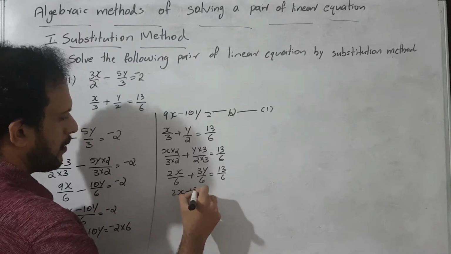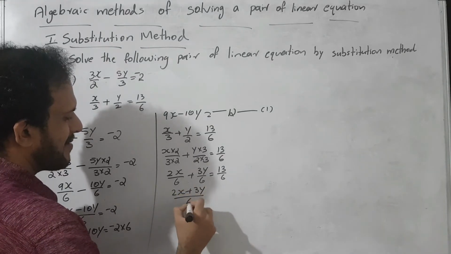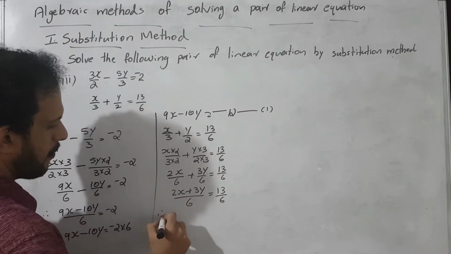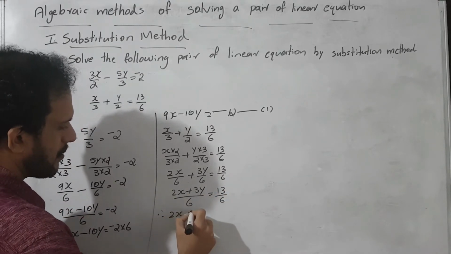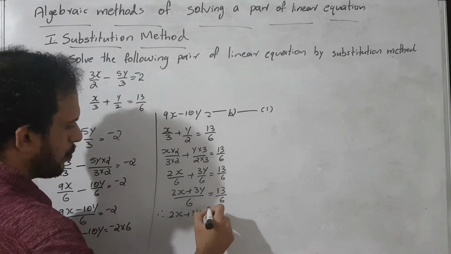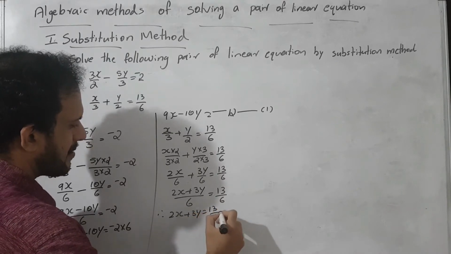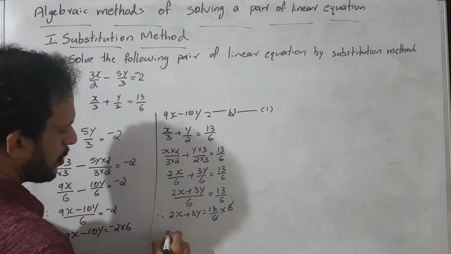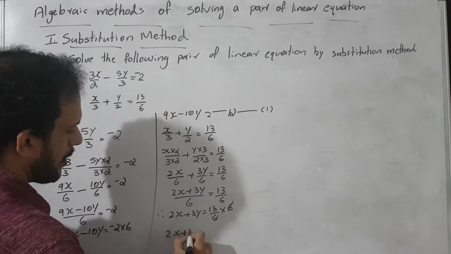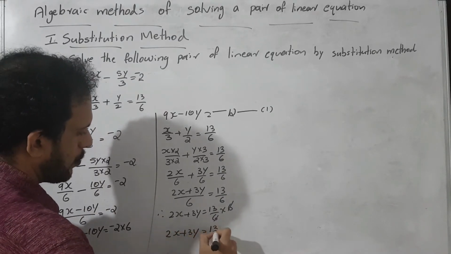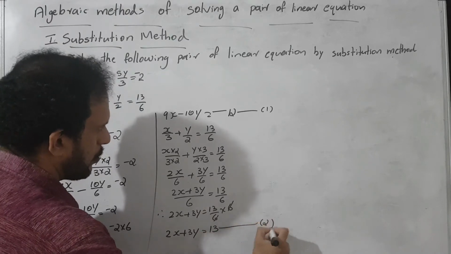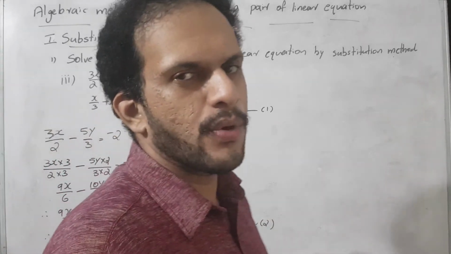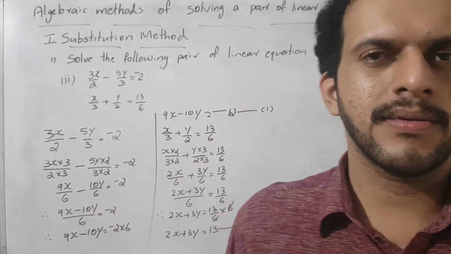2x plus 3y by 6 is equal to 13 by 6. Therefore, 2x plus 3y is equal to 13 by 6 into 6. So we cancel 6 and 6. What we get? 2x plus 3y is equal to 13. Equation 2. Okay. Then now we got equation 1 and 2. What is next?